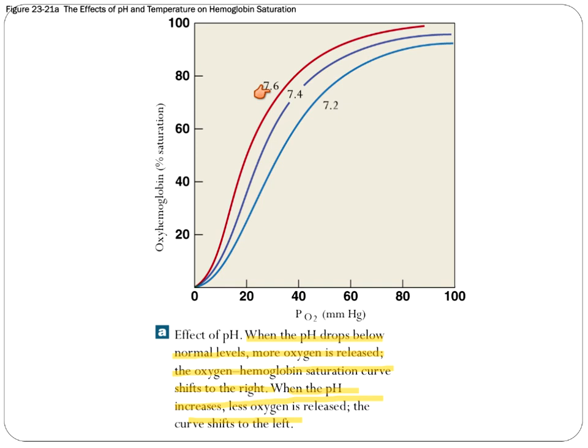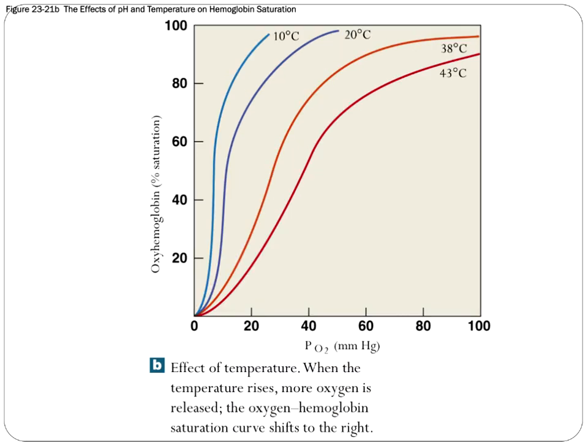So if pH drops and more oxygen is released, then remember it's the same when temperature rises: more oxygen is released. So let's look at that graph. When we look at the standardized hemoglobin saturation curve for temperature, I'm just going to put a star down here. When the temperature rises, more oxygen is released. Notice that at this point we're at 43 degrees Celsius, much higher than 38 degrees Celsius. So when temperature rises, more oxygen is released, and the curve shifts to the right.